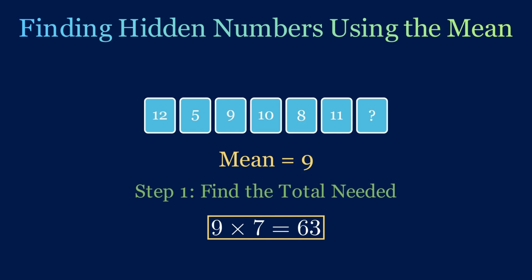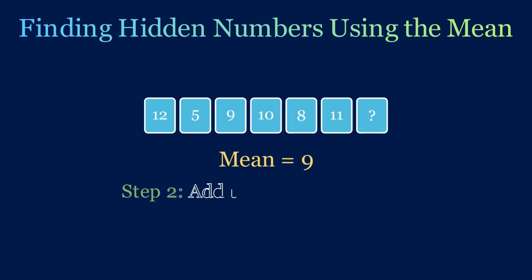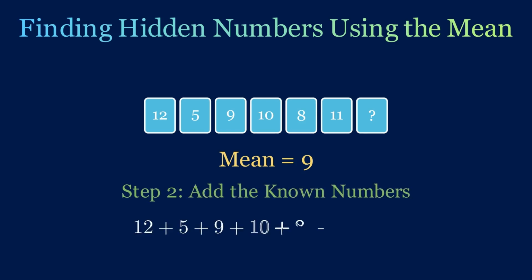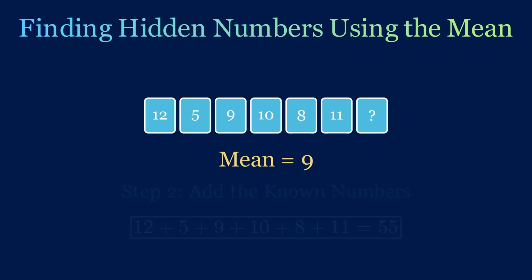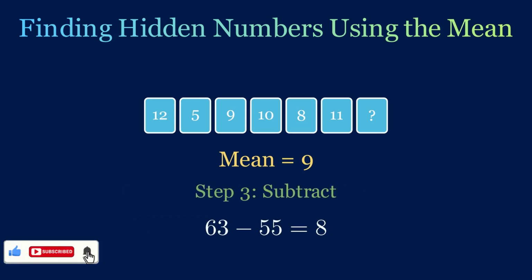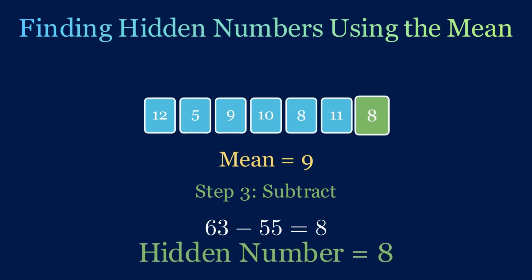Since the mean is 9 and there are 7 numbers, 9 multiplied by 7 equals 63. So the total of all 7 numbers must be 63. Next, add all the known numbers. 12 plus 5 plus 9 plus 10 plus 8 plus 11 equals 55. Now subtract the total of the known numbers from the total needed. 63 minus 55 equals 8. So the hidden number is 8.